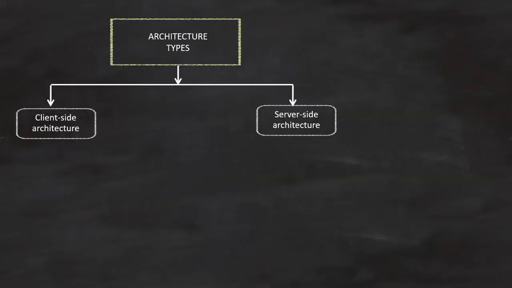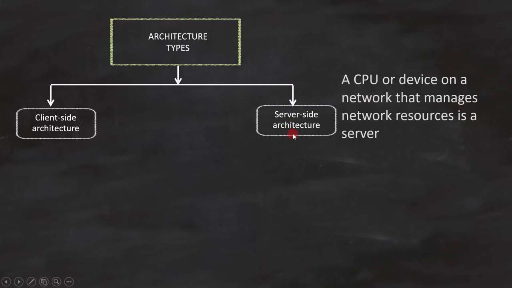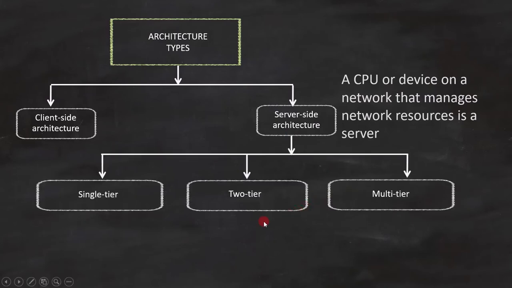The second type of architecture is server-side architecture. A CPU or device on a network that manages network resources is a server. And server-side architecture is divided into 3 types: single-tier architecture, 2-tier architecture, multi-tier architecture. Let's understand them one by one.